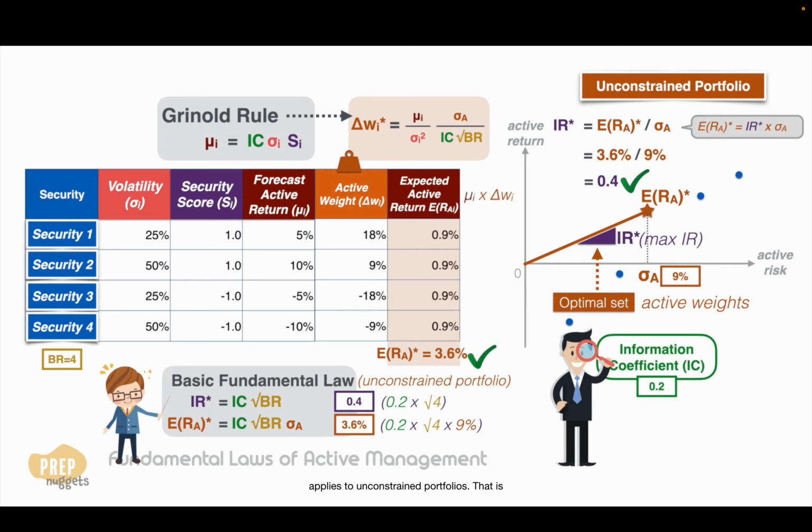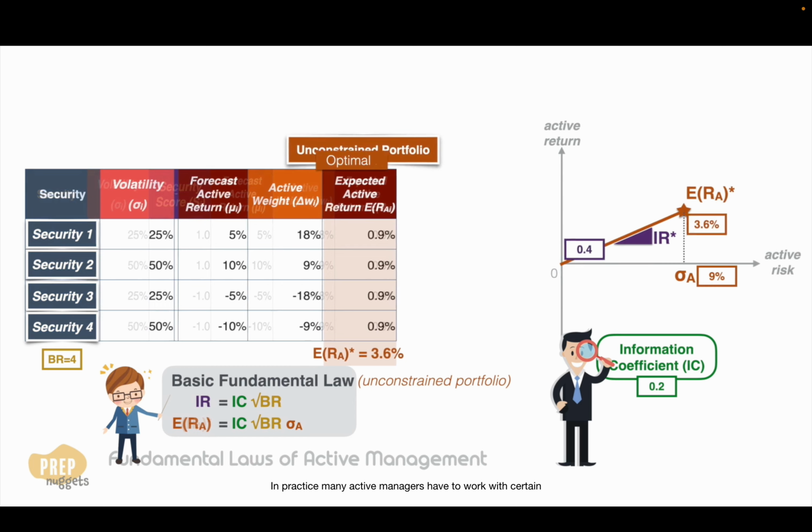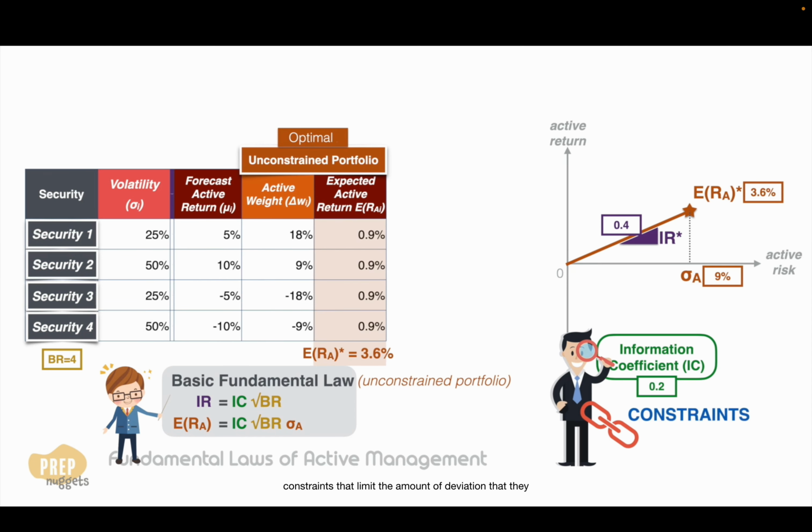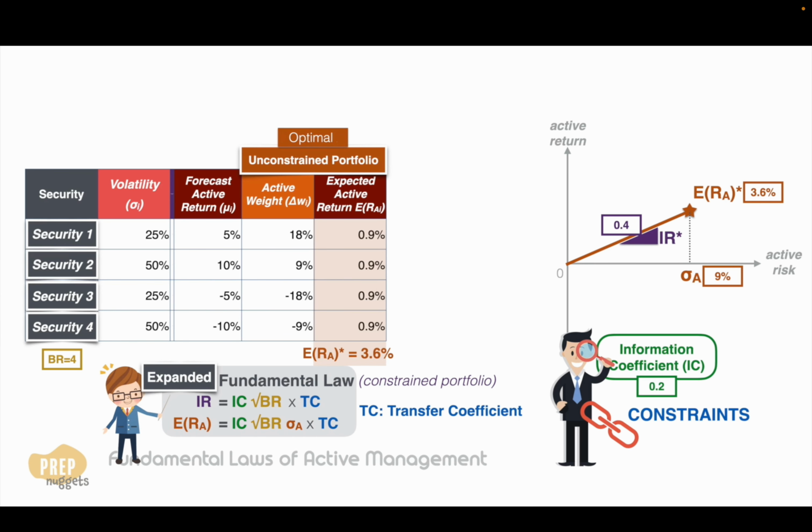You should be very clear that the basic fundamental law only applies to unconstrained portfolios. That is, the manager has no constraints on the extent of deviation from benchmark, including taking short positions. In practice, many active managers have to work with certain constraints that limit the amount of deviation that they can take. In such cases, we have to refer to the expanded fundamental law, which takes into account the transfer coefficient.